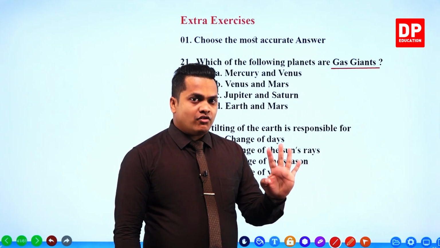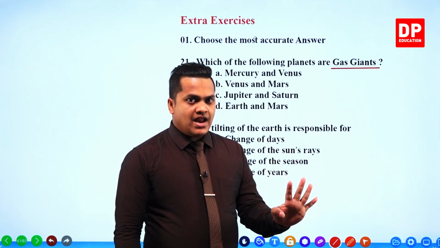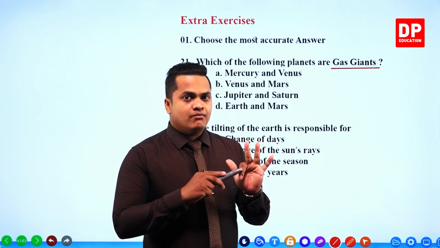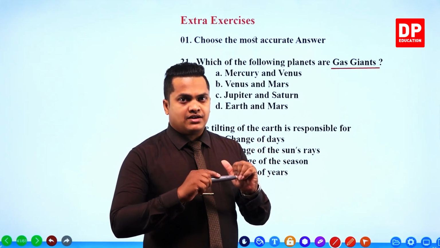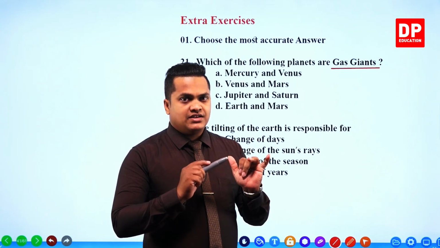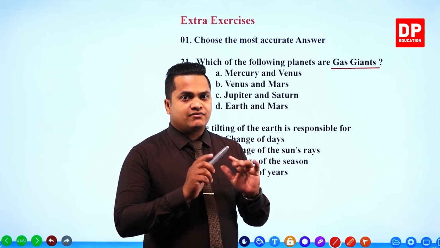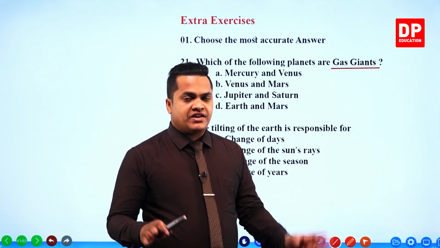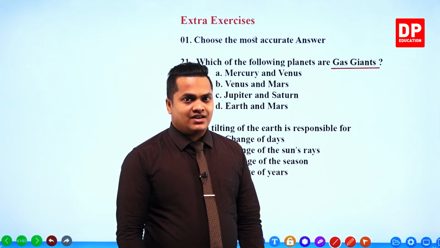So there are 4 solid planets in our solar system. Those 4 planets are Mercury, Venus, Earth and Mars. These 4 planets are in the solid state. However, all the other planets are in the gaseous state.